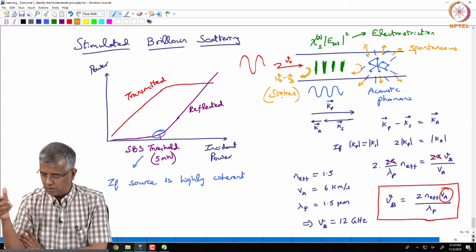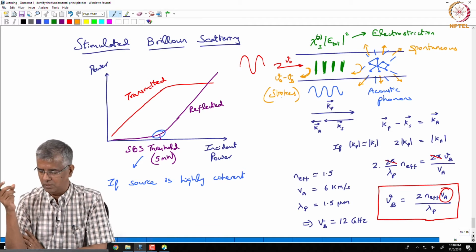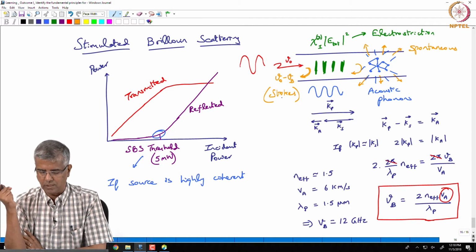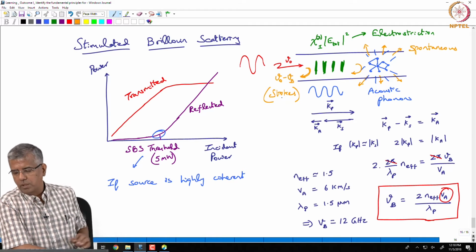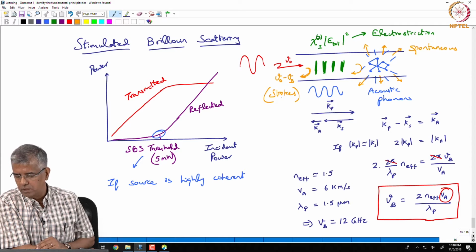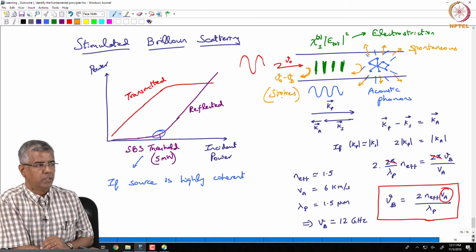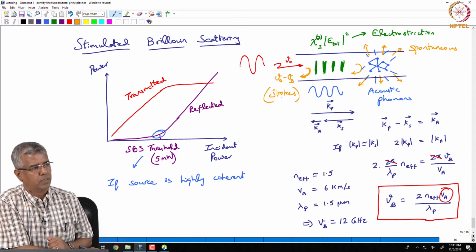And then of course, when we talk about Raman scattering, we will also talk about an anti-Stokes process, in which case the photon is gaining energy. So, the question is whether the spontaneous scattering can stimulate this Brillouin scattering. What we are saying is the spontaneous scattering has to be strong enough, especially in the backward direction, so that you can see this stimulated scattering.